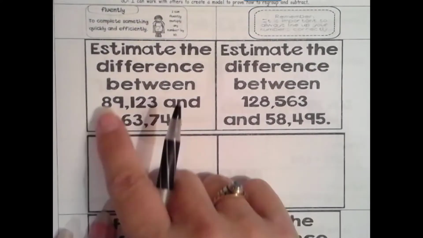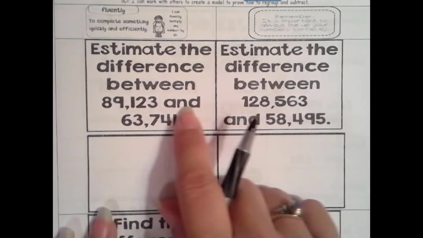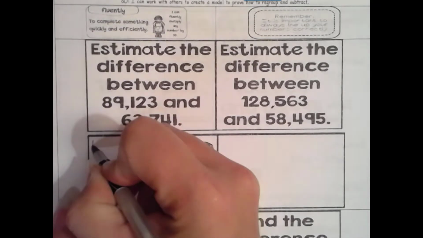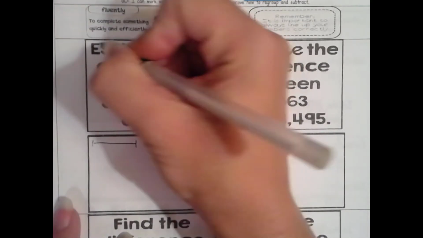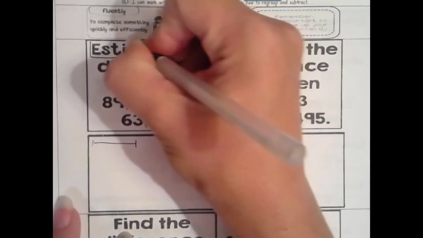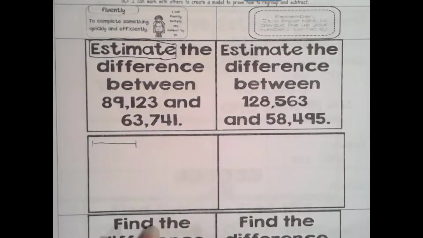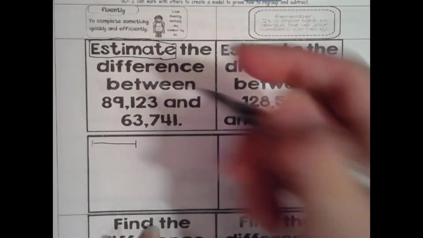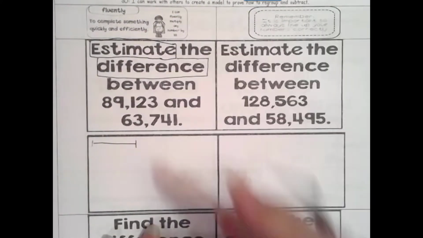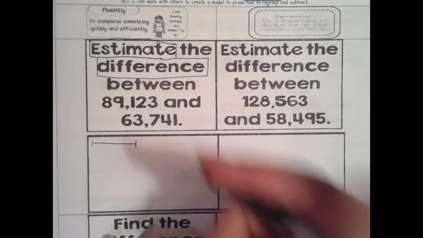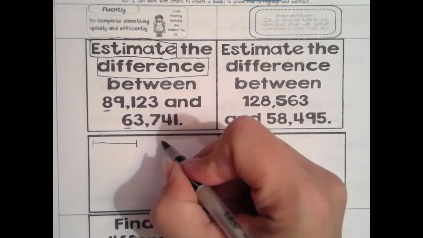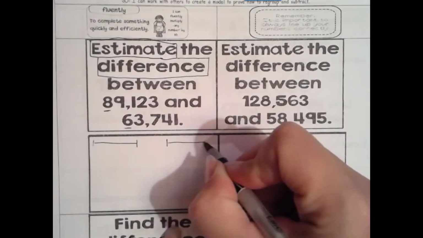Estimate the difference between 89,123 and 63,741. Well, when I estimate, my first step is to round. Then my next step is to, in this case, find the difference. We're finding the difference between the numbers. I'm going to subtract. So I'm going to start from my largest place because it's the same on both, because you can either do the largest place or the same place. In this case, it's the same thing.